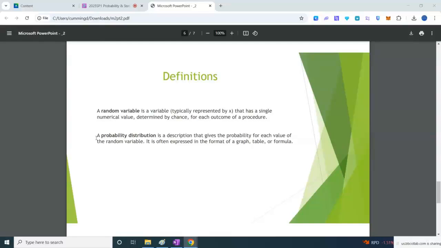Those random variables are what are within what's called a probability distribution. A probability distribution is much like a frequency distribution. In a frequency distribution, we mainly had counts. For a probability distribution, we have probabilities instead of counts. A probability distribution is a description of the probability of each value of a random variable, and is often expressed in the format of a table, which is what we're going to look at.